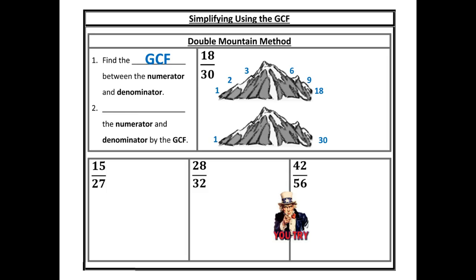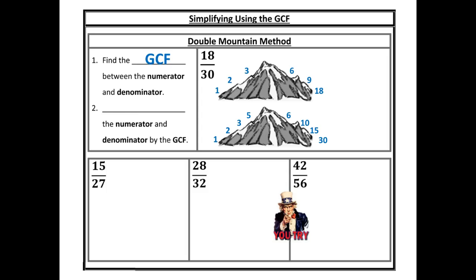1 times 30 is 30. 30 divided by 2 gives me a whole number, 15. So that means 2 times 15 makes 30. 30 divided by 3 gives me a whole number, 10. 3 times 10 gives me 30. 30 divided by 4 gives me a decimal. 30 divided by 5 gives me 6. The next value I would be dividing by is 6, so I'm on the other side of the mountain. I have all of my factors.